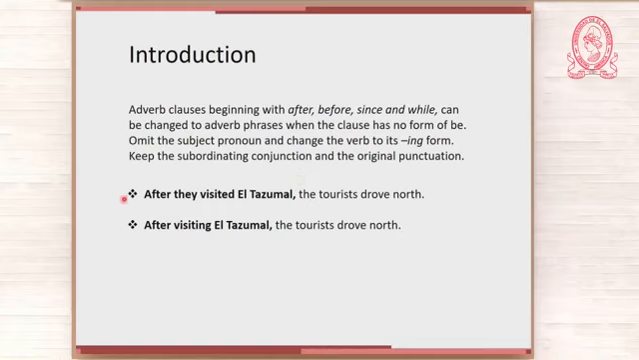And when you reduce it to a phrase, you omit the subject, and then you have this verb in the ing form. Okay? And you keep the comma. After visiting El Tazumal, the tourists drove north.